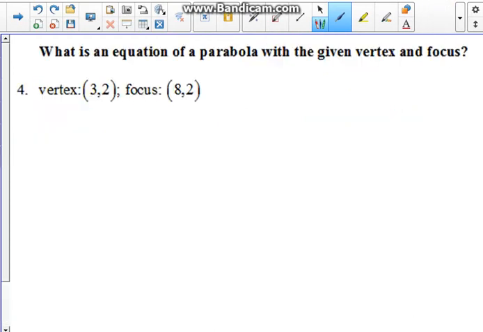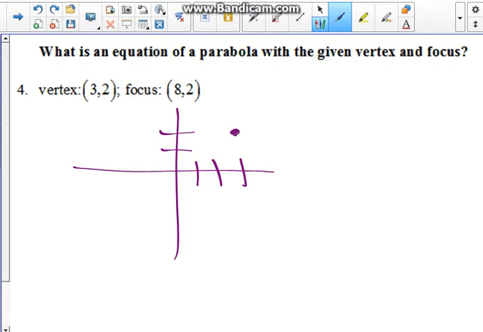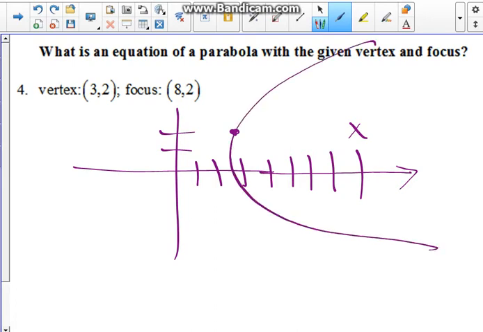Okay, number 4 on Chapter 10 Study Guide, ask us what's an equation of a parabola with the given vertex and focus. So they give us a vertex at 3 and 2. And then they tell us our focus is 8, 2. So it's 3, 4, 5, 6, 7, 8. So it's way down here, 8 and 2. So there's our focus. We know the focus is inside the parabola, so this parabola is going to be sitting in here like that, right?